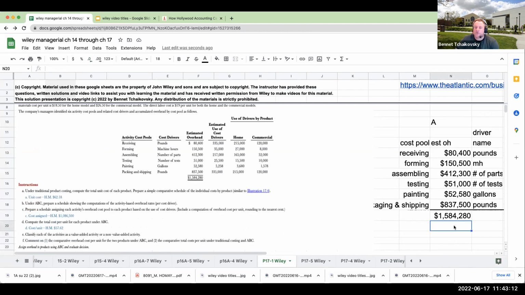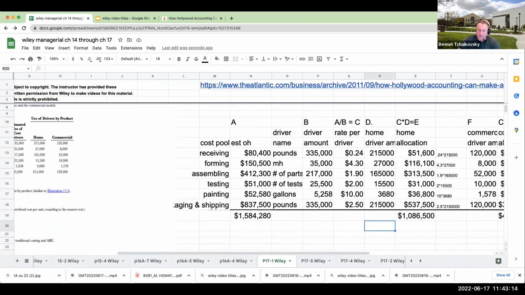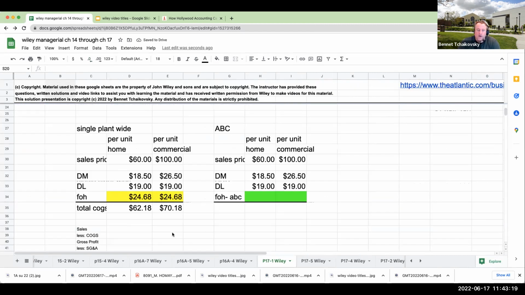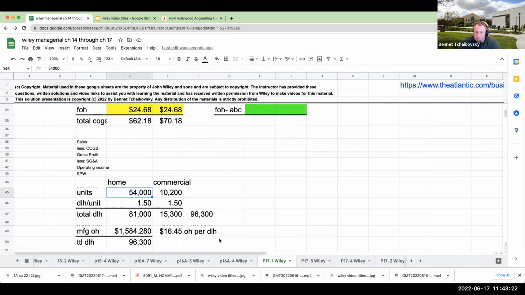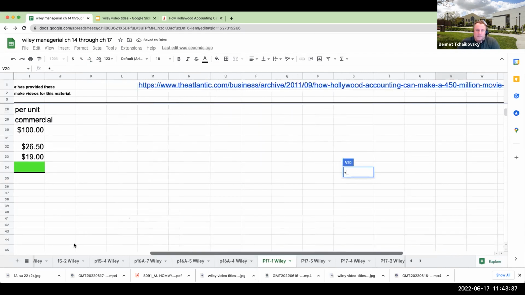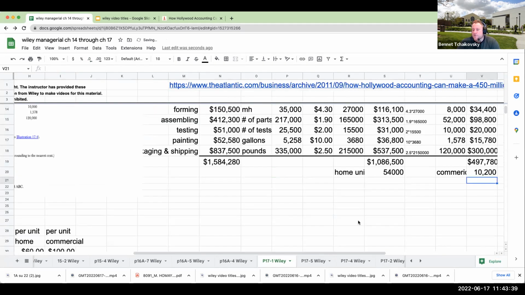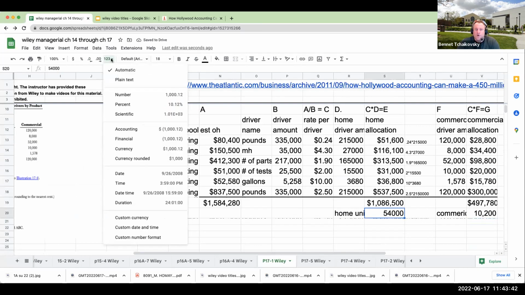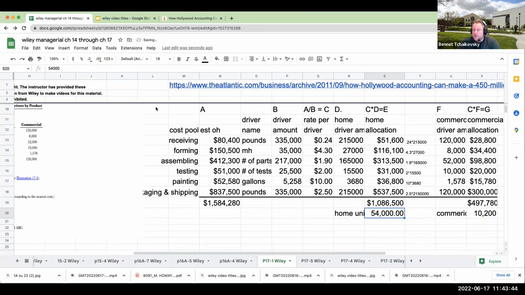So what I'm going to do is come over here and say units. My units produced of the home was 54,000. So my home units was 54,000. My commercial units is going to be 10,200.